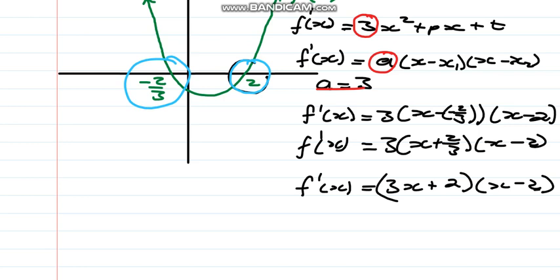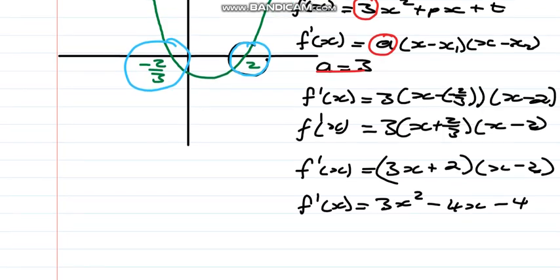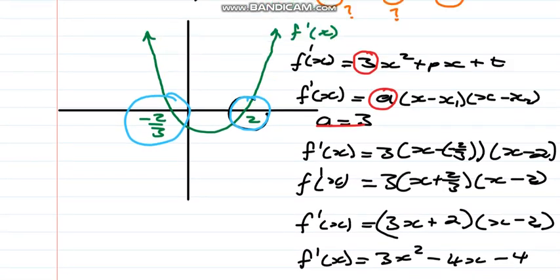But you can further write this in its standard form. This would be 3x squared minus 6x, plus 2x, so it's going to be minus 4x. And then this would be minus 4 as well. So you have that. That's the derivative, right?